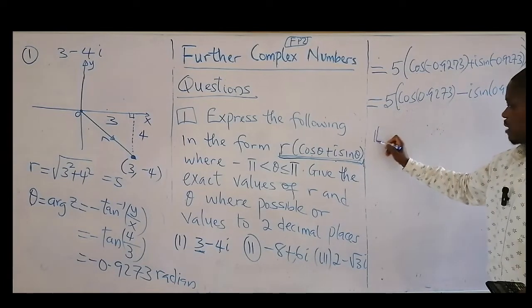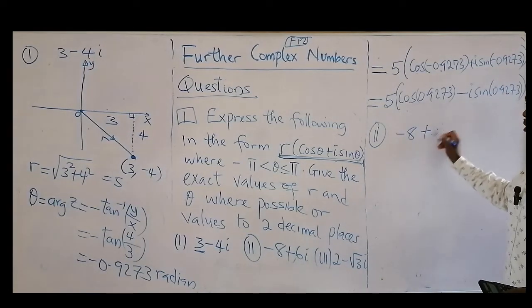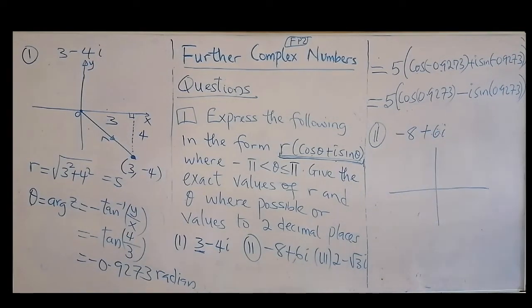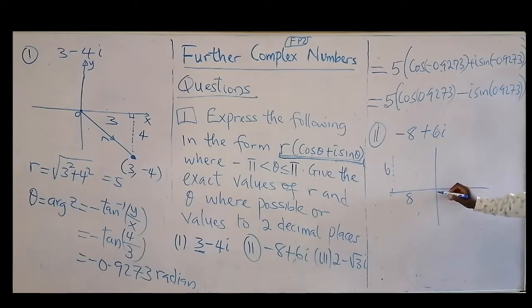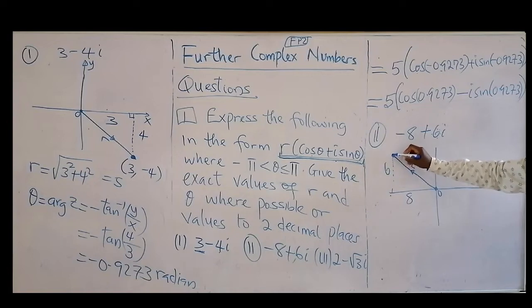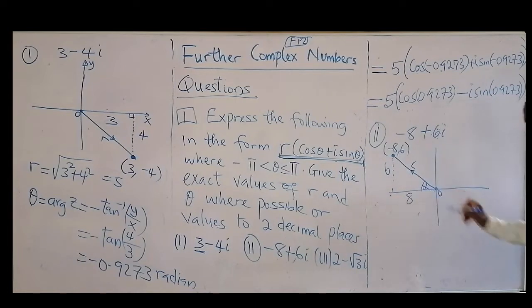The second question is minus 8 plus 6i. Draw your Argand diagram. The real part, which is minus 8, falls on the negative x-axis, so that will be 8. The vertical part, which is the imaginary part, we have 6. Then this is your origin. The distance from the origin is called the modulus. Then this point is your complex number, minus 8, 6. So this is your alpha. This is in the second quadrant, so the angle in a straight line is 180, and we get our arg.